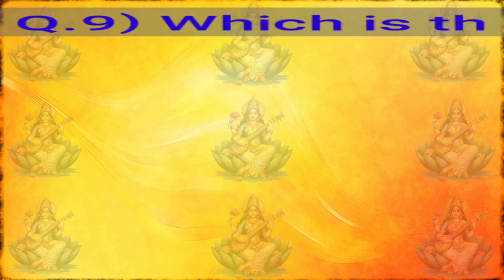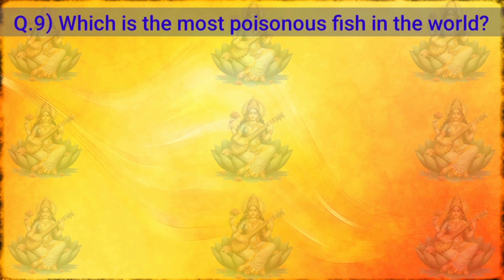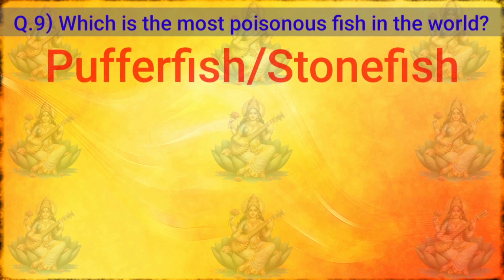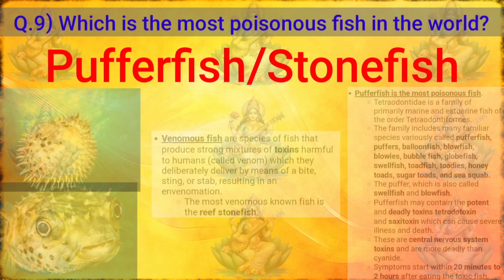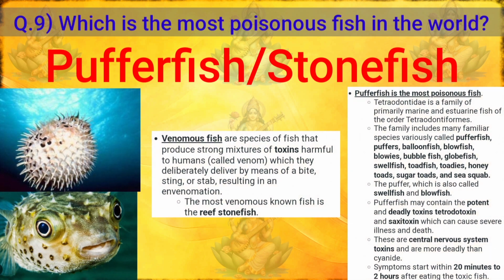The next question is, which is the most poisonous fish in the world? The answer is pufferfish or stonefish. Pufferfish is the most poisonous fish. Tetraodontidae is a family of primarily marine and estuarine fish of the order Tetraodontiformes. The family includes many familiar species variously called pufferfish, puffers, balloonfish, blowfish, bowlfish, globefish, shellfish, toadfish, toadies, honey toads, sugar toads, and sea crab. The puffer, which is also called shellfish and blowfish.